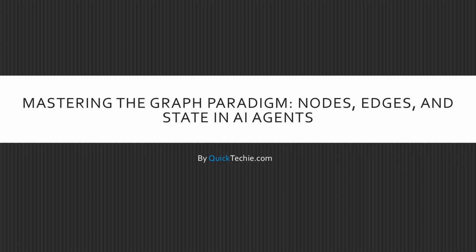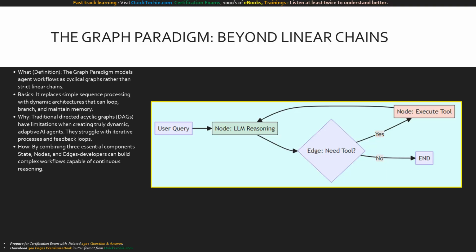Welcome back, AI developers. Today, we are moving beyond simple linear pipelines and entering the dynamic world of the graph paradigm. We will master nodes, edges, and state to build highly autonomous, stateful AI agents. Let's get started. Let's kick things off by defining the graph paradigm.